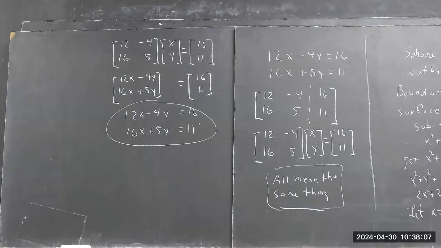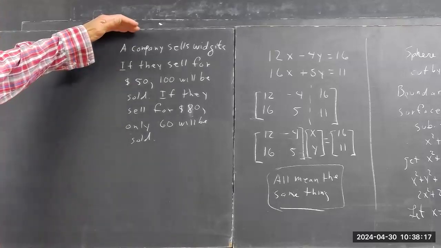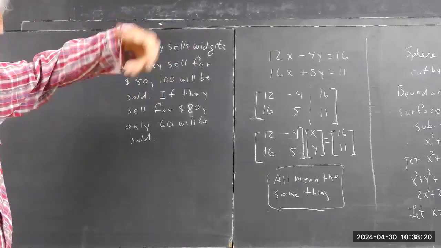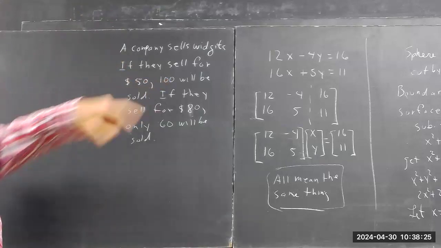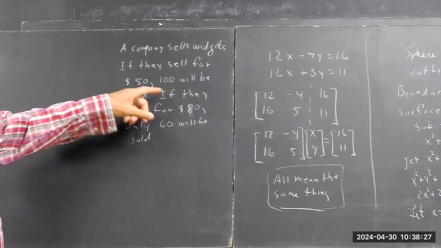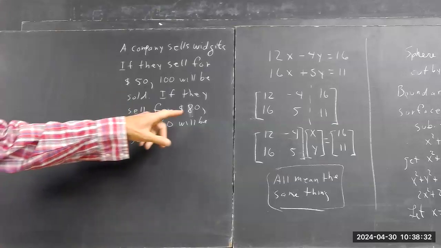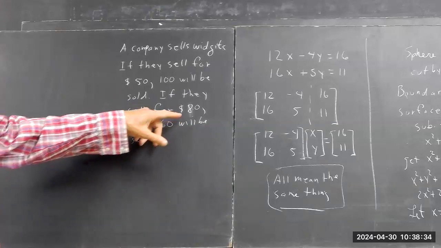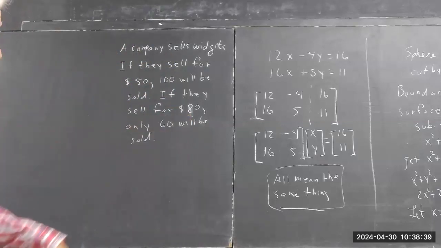Okay, just talking a little bit about what you learned in a pre-calculus course and what good it can do you. You got a company sells widgets, which is just something you sell. Okay, whatever it is. They sell for $50, they'll sell 100 of them. If they sell for $80, they're only going to sell 60. In other words, people will pay $80, but not as many people will pay $80 as will pay $50. Okay. They're good widgets, they're worth $80, but not everybody has $80 to spend, maybe.